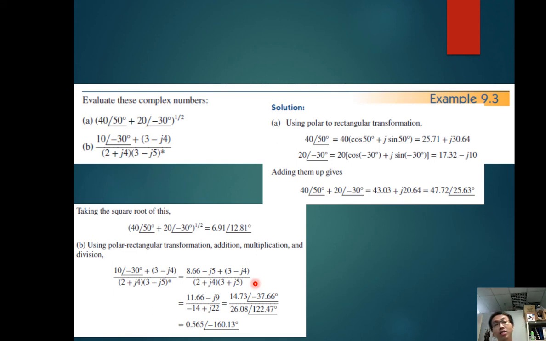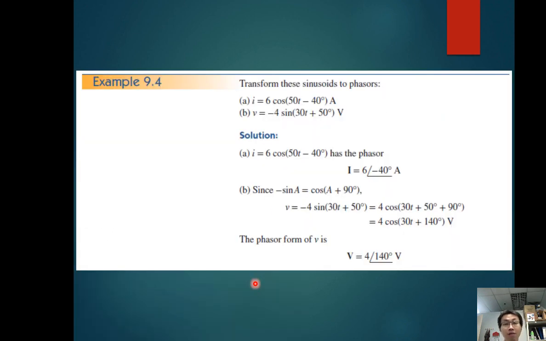For addition and subtraction, we try to use a rectangular form. For multiplication and division, we try to use a polar form. So another example, for example, we try to directly apply it in our circuit problems.